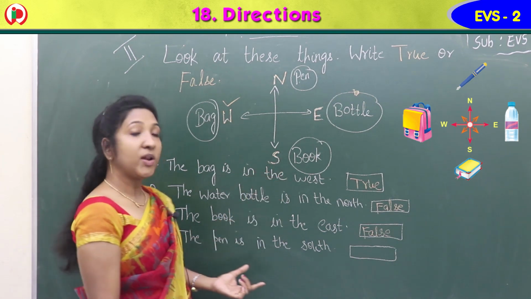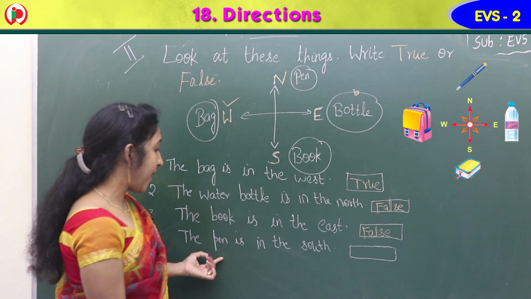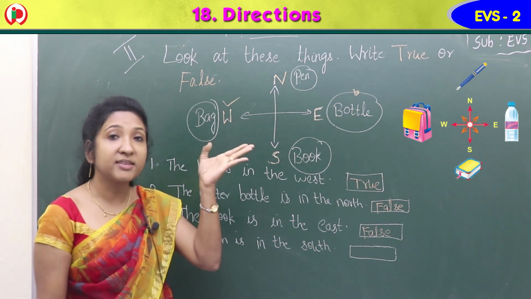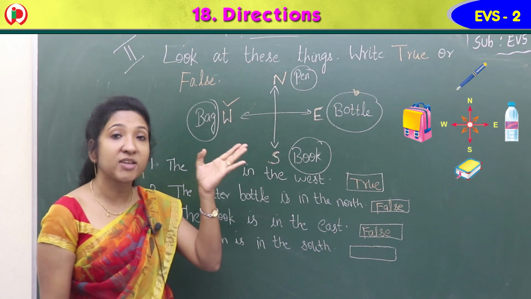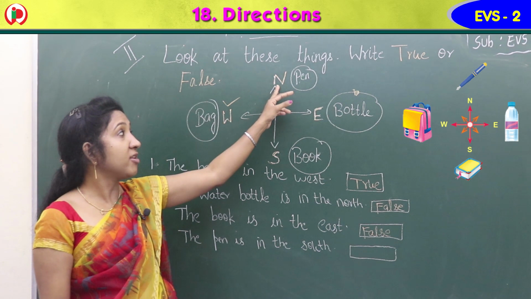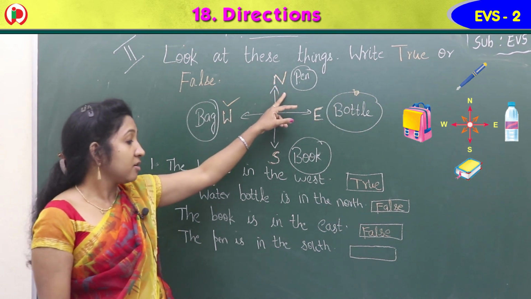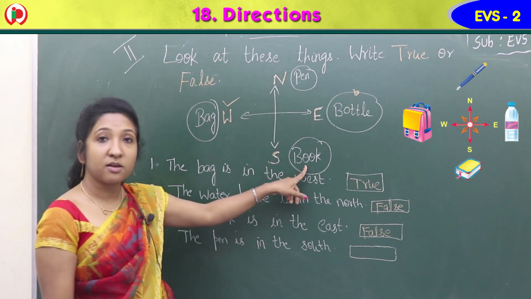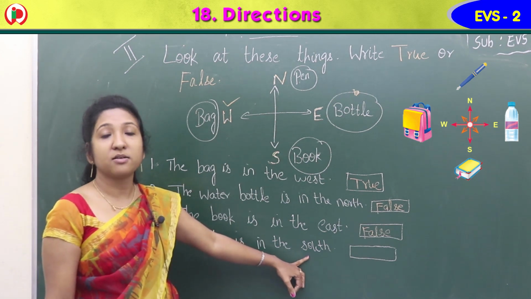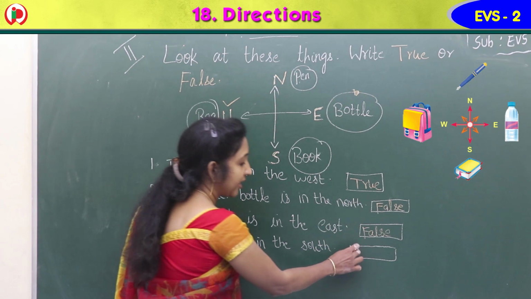Yes. Now last question. The pen is in the south. Now children, see the image. Where is the pen? Where can you see the pen? In which direction can you see it? Pen is in the north direction, N, isn't it? Not in the south. South is book. So the pen is in the south is wrong. So you have to write again false.